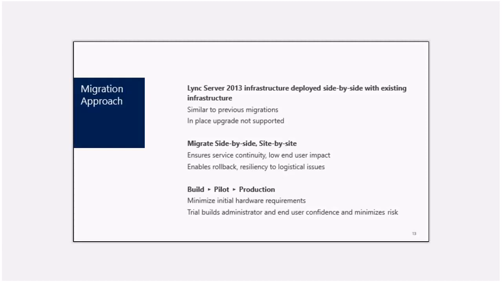This makes sure that people in your European site are not affected by changes in your American site and vice versa. It also gives you the ability, if at any point during your testing there's a problem, you can roll back and you still have the resiliency without any major logistical issues. During our build, we always want to build the environment, pilot it to make sure it works as expected, and then move to production. The way Lync allows the build side by side allows us to do that without impacting the users during the pilot environment.